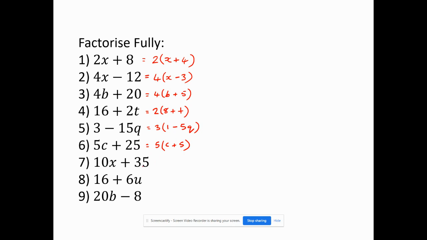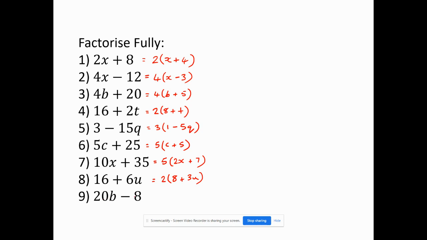Now we've got 10x and 35, so the highest common factor, or largest times table they both fall in, again will be 5. So 5 will need 2x. 5 times 2x is 10x, and 5 times 7 will be 35. And here we've got 16 and 6u. The highest common factor is going to be 2. And so 2 times 8 is 16, plus 3u. 2 times 3u will give 6u.